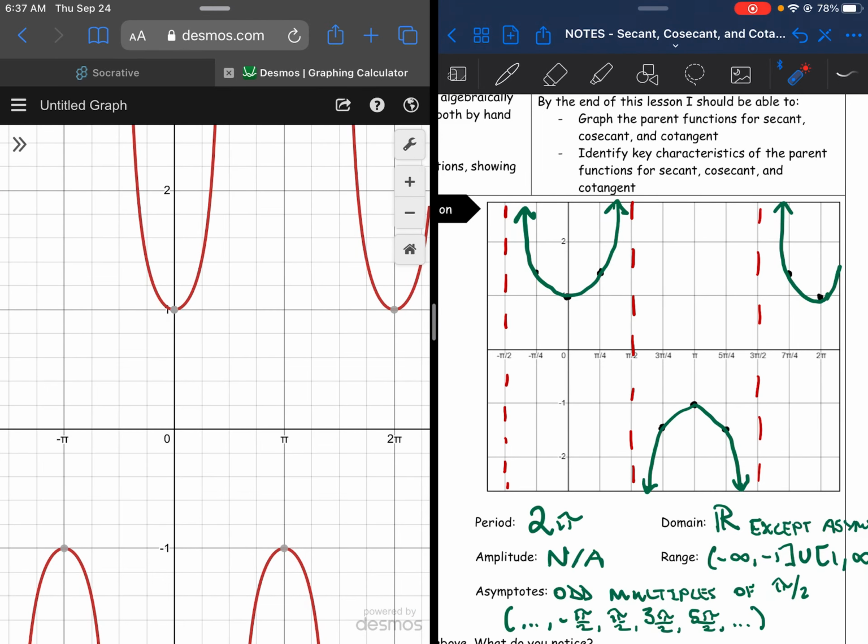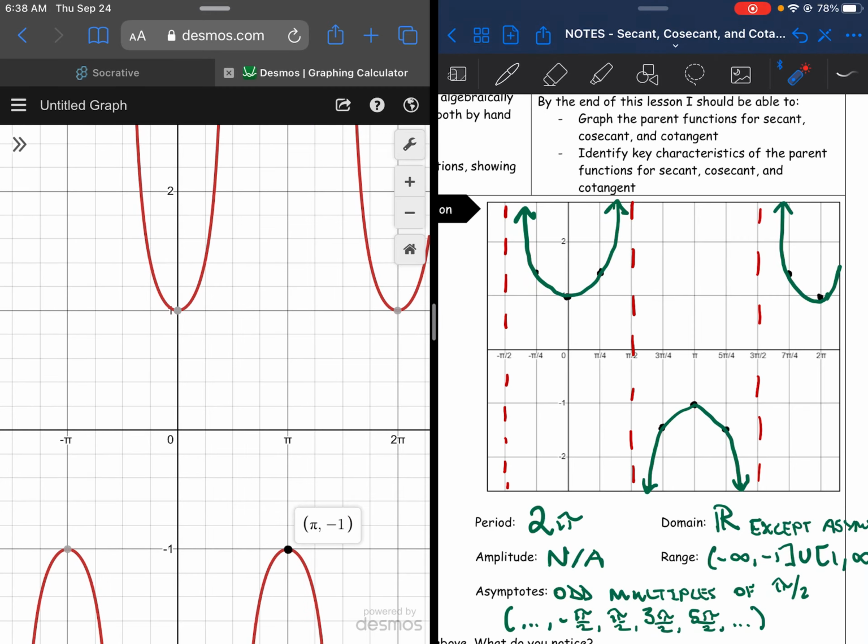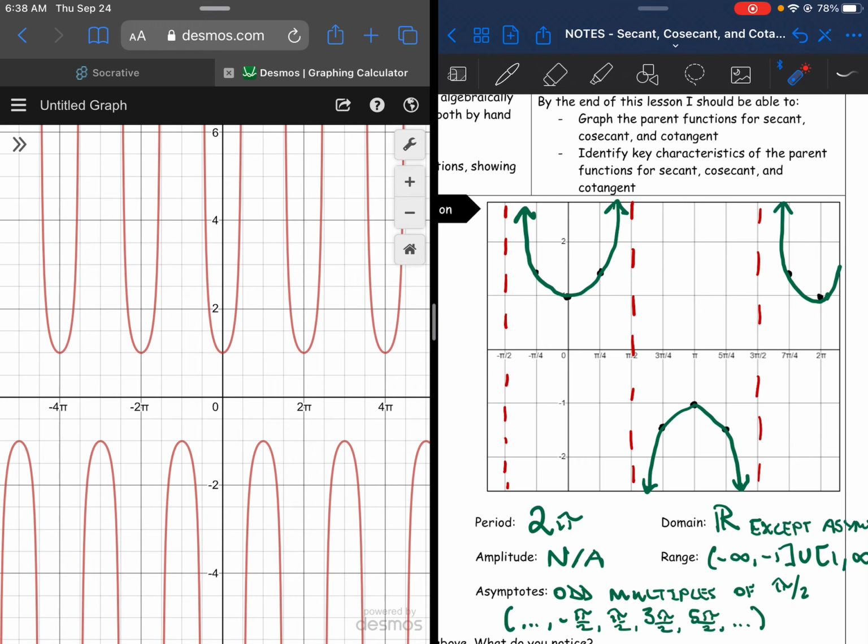there we go. We can see halfway between 0 and pi, this would be pi over 2. We have this asymptote here. We can see a pi. We go down to -1. So our values are looking correct. And we can see that in each direction towards -infinity and +infinity on the x-axis, this graph is repeating itself. So we have a periodic function.